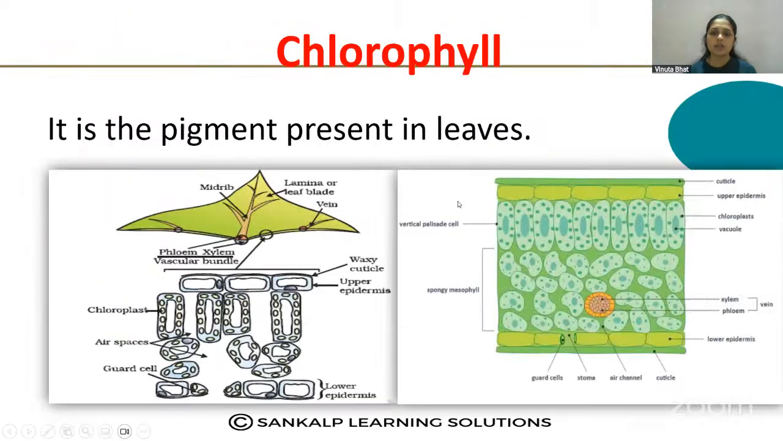Then the chlorophyll is present inside the cell, right? You know that the leaf cells, this is the leaf cells, are called the palisade cells, which contain the chlorophyll. And this is the sponge cells.